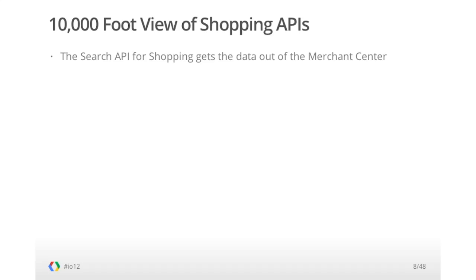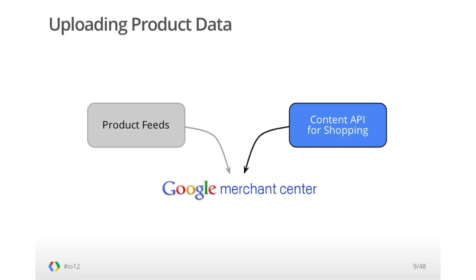First, the Search API is just one of the many destinations that product data can end up in. It allows developers to submit search queries programmatically and receive detailed results. Second, the Content API for shopping is one of the primary methods for uploading product data to the Google Merchant Center. Merchants can submit their data in two ways.